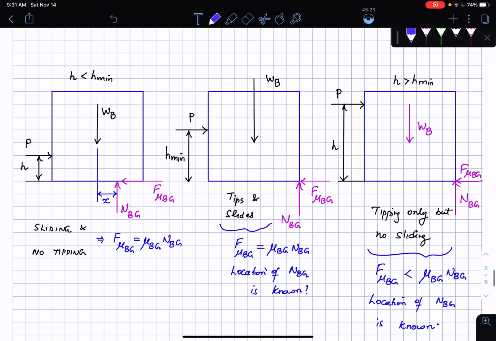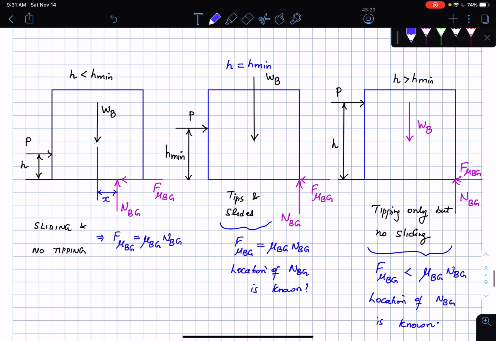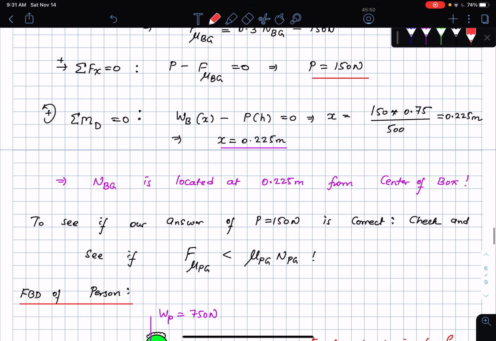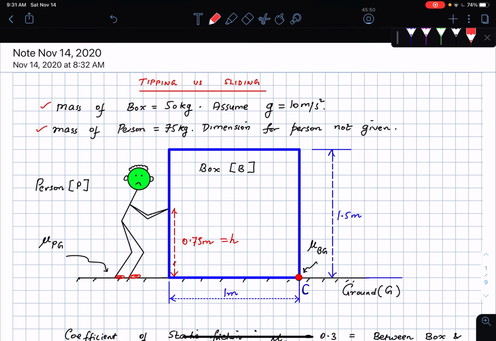So here H is equal to H minimum. This is the first case where there is only sliding. This is only tipping. And in this case, sliding and tipping. So these are the three things that we have seen in this particular problem, and I hope this problem was very useful to all of you.